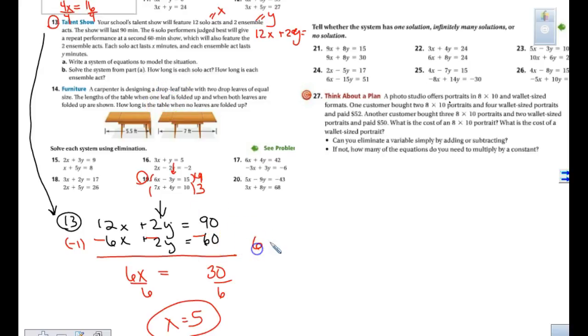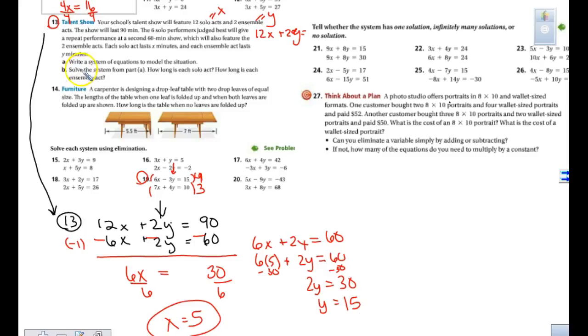So we are going to put 6x. It was originally plus 2y equals 60. So we're going to have 6 times 5 plus 2y equals 60. 2y is equal to 30 because we're subtracting 30 from both sides and dividing by 2.